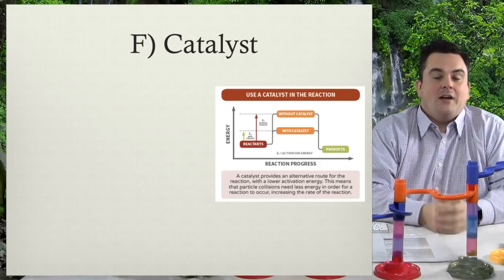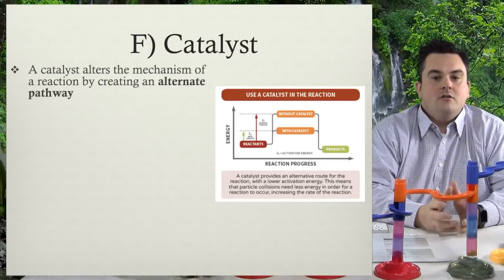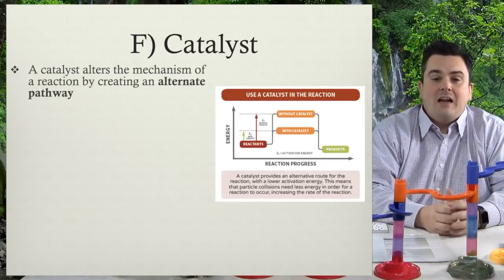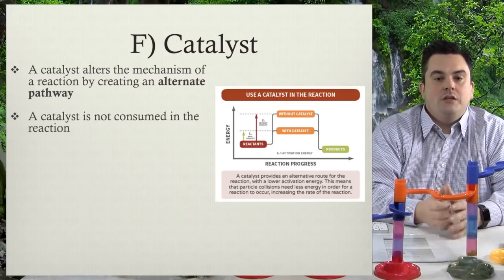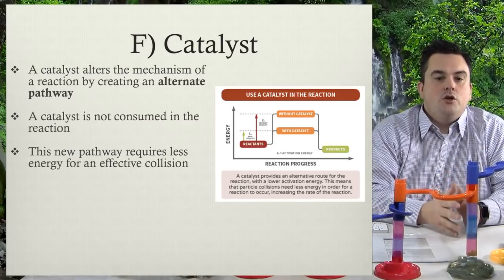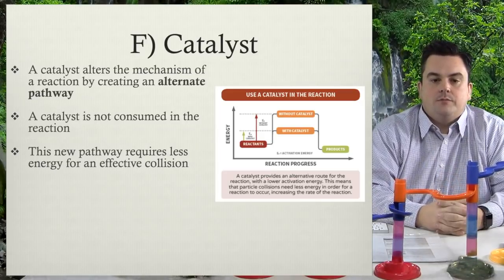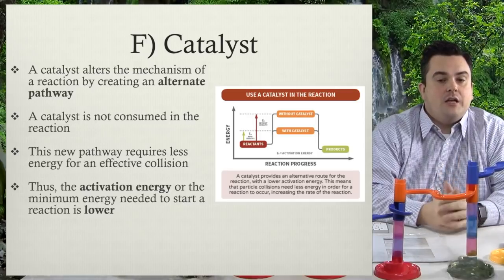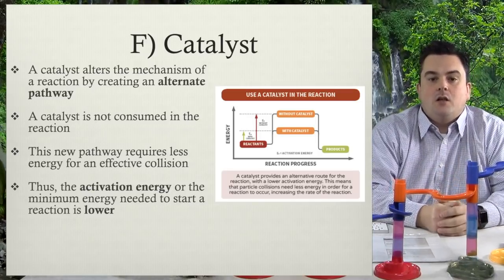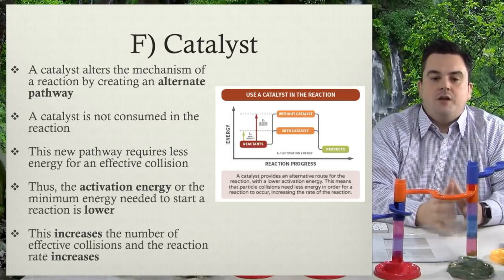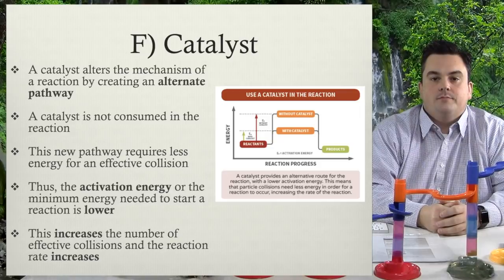Our final factor affecting a chemical reaction rate is a catalyst. A catalyst alters the mechanism of a reaction by creating an alternate pathway. A catalyst is not consumed in the reaction. This new pathway requires less energy for an effective collision. Thus, the activation energy, or the minimum energy needed to start the reaction, is lower. This increases the number of effective collisions and the reaction rate increases.